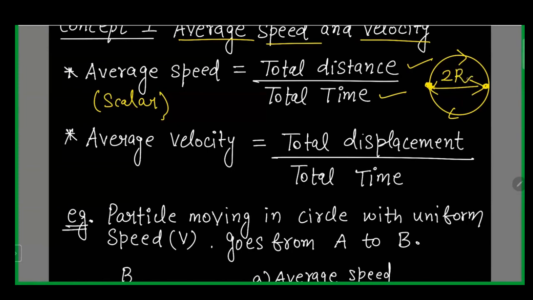Or let's say your particle starts from here and reaches here. So what is the displacement? Your displacement is like this straight line. How much your particle has been displaced from your original point, that is known as displacement, divided by total time, which means how much time your object has taken to complete the motion. Okay, let's move to the next part.